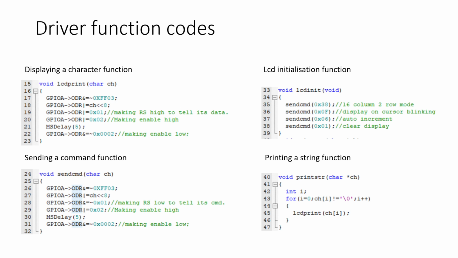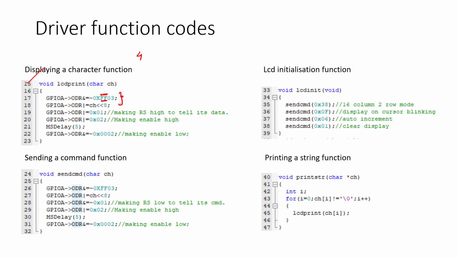And then we have the driver function codes. As I mentioned earlier, first we have the LCD print, in which first we are clearing the ODR pins. This is most important. Why we are doing this is, for example, if you see here, ODR is of 16 bits. Each hexadecimal symbol will represent 4 bits. So here we have 16 bits.